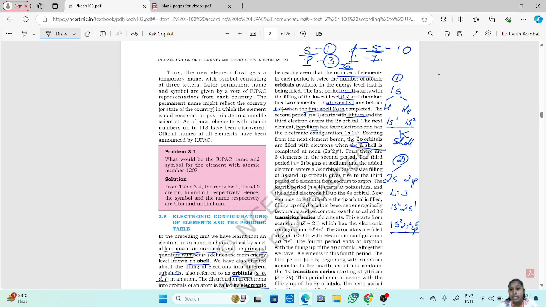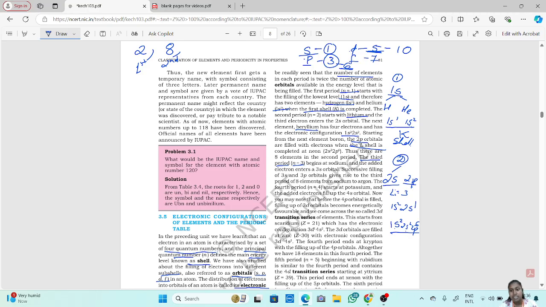Now the first period has 2 elements, and the second period has 8 elements. So first period 2 elements, second period 8 elements. Let's move to the third period. The third period starts with n equal to 3. Here 3s orbitals will start getting filled up. Now we have finished 1s, we have finished 2s and 2p. Now next is our third period.